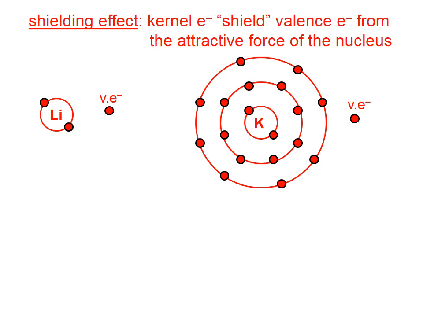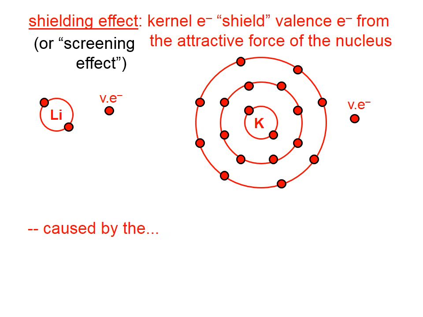In the shielding effect, kernel electrons shield the valence electrons from the attractive force of the nucleus. So recall that the kernel electrons are the electrons in the interior energy levels, and the valence electrons are the electrons on the outermost energy level. Sometimes the shielding effect is called the screening effect, so those two terms are synonyms.